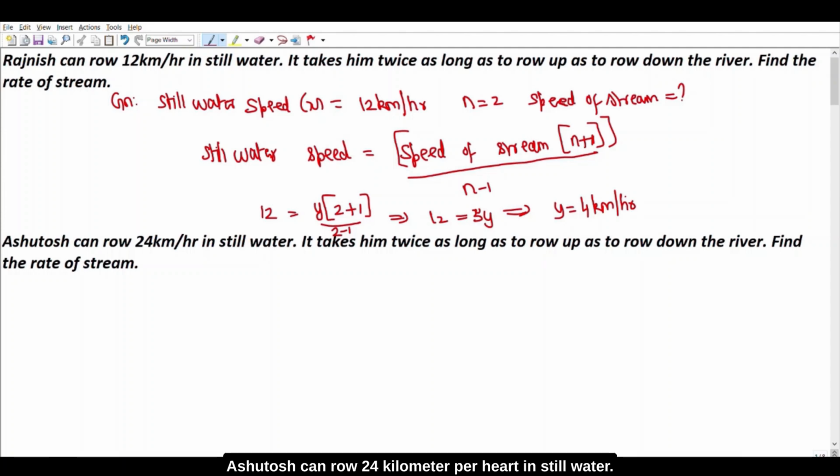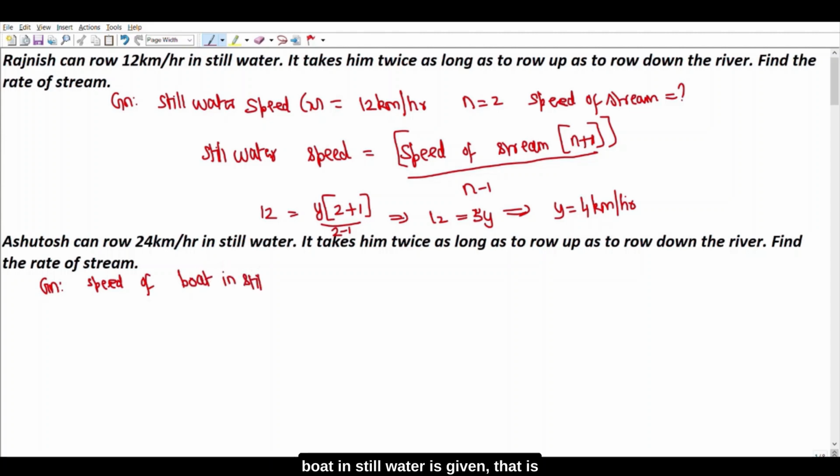Ashutosh can row 24 km per hour in still water. It takes him twice as long as to row up as to row down the river. Find the rate of the stream. So in this question also, speed of the boat in still water is given. That is x is equal to 24 kilometer per hour. It takes him twice as long as to row up, therefore n is equal to 2. We are asked to find speed of stream.